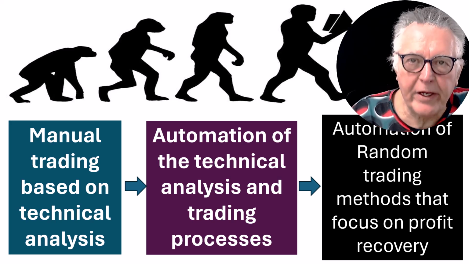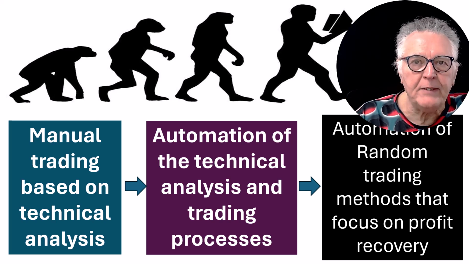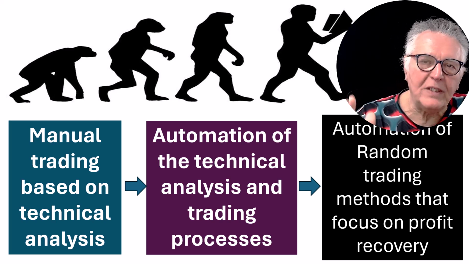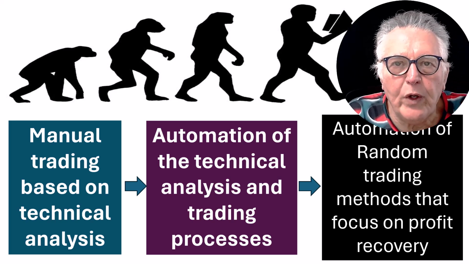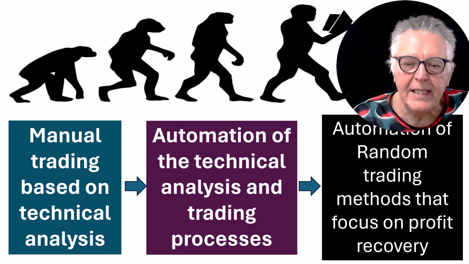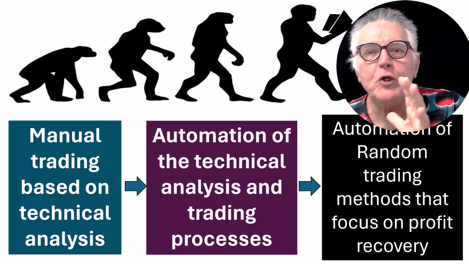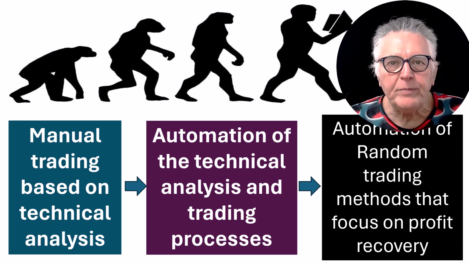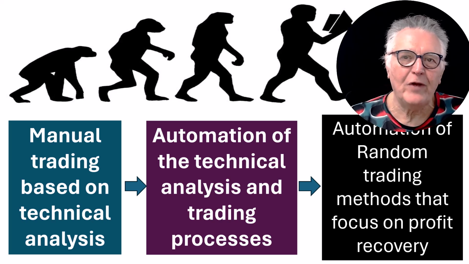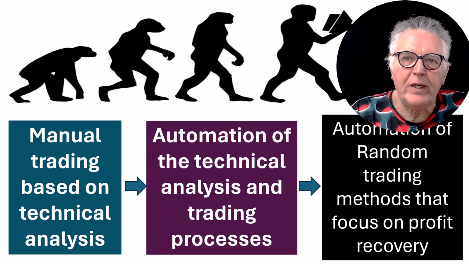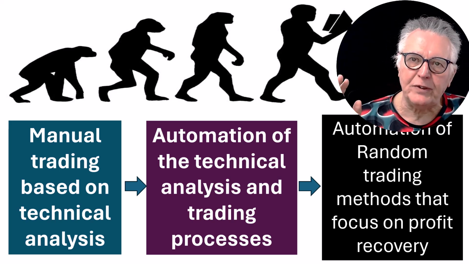Now, to give you some background, I have personally gone through a trading evolution. It started out with me trading manually using technical analysis. Then I discovered the automation, the robot side of trading, and I applied that technical analysis to those processes. And then I went into random trading, the automation of random trading where direction does not matter. So that's the evolution I have gone through. Today, what I'm going to show you is mainly the first part, the manual trading based on technical analysis.